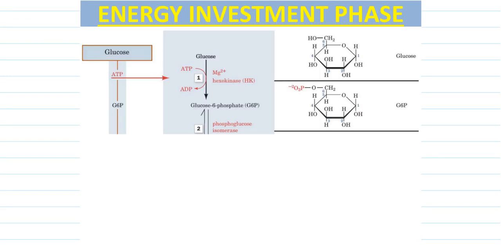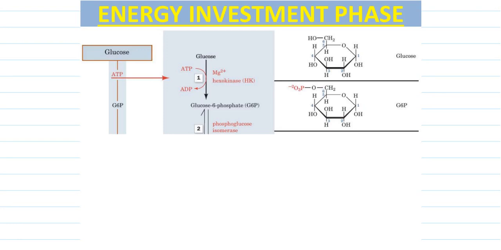So we have already started the glycolysis pathway. The glycolysis pathway consists of the energy investment phase, splitting phase, and energy generation phase. We have already studied the energy investment phase, where energy has been invested in the form of ATP. ATP is consumed in the initial steps of glycolysis. We have consumed 2 ATP. The first ATP is consumed in the first step of glycolysis.